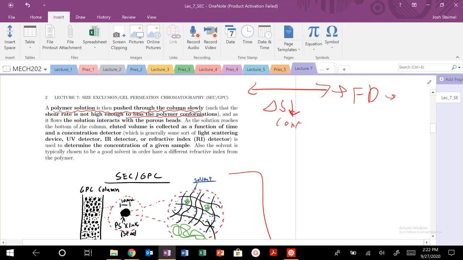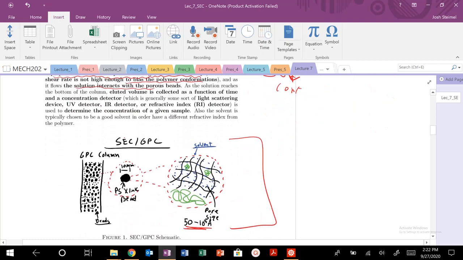So as the solution flows, our polymer is going to start to interact with these porous beads. As it pours through, it interacts with these pores, and finally at the end we collect it in here. We'll see a better diagram in just a second. At the very end of our experiment, we have some eluted volume collected as a function of time. We have a concentration detector. As the polymer flows through, usually there's some type of light scattering, UV, IR, or refractive index detector.